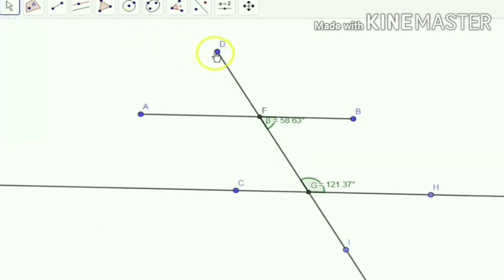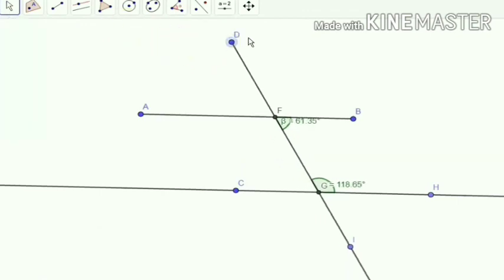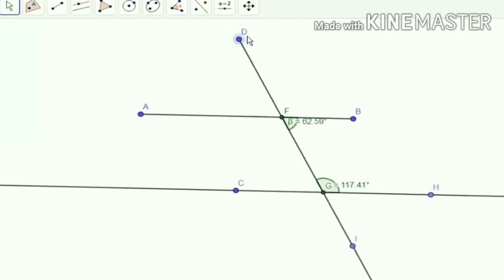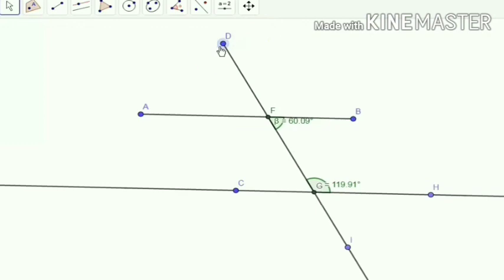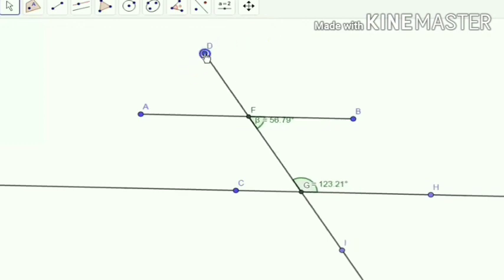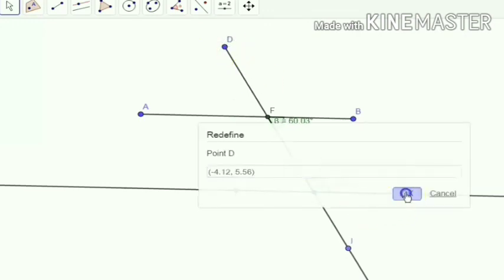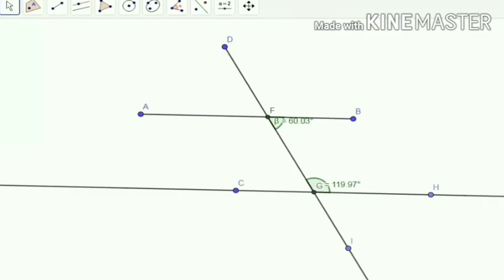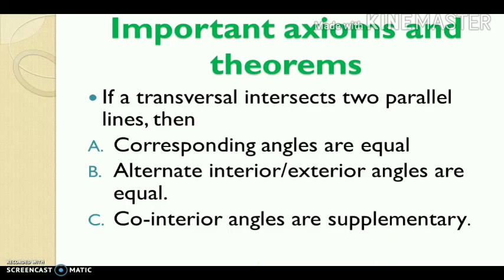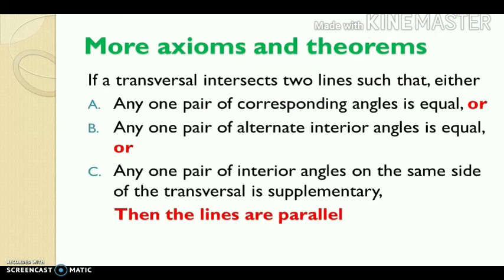Let's rotate the transversal line. Whatever combination we are getting and we are adding them, we are getting their sum is 180 degree. So, we can say when two lines are parallel, then co-interior angles are always supplementary. What we have observed, important axioms and theorems. If a transversal intersects two lines, then corresponding angles are equal. Alternate interior or exterior angles are equal. Co-interior angles are supplementary.